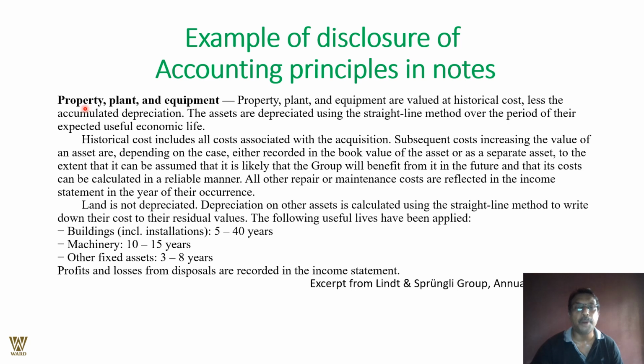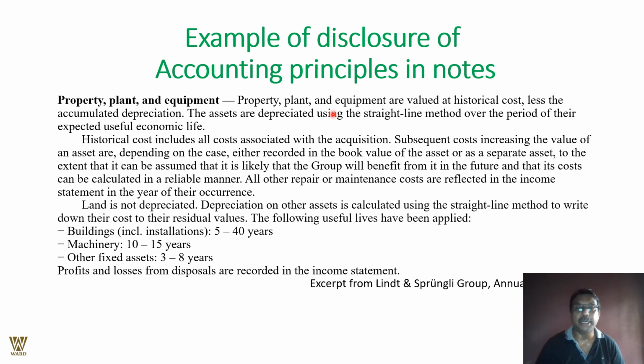Look at what we are talking about: property, plant, and equipment. Property, plant, and equipment are valued at historical cost, less the accumulated depreciation. The assets are depreciated using a straight line method over a period of their expected useful life, economic life, if I may say so. Historical cost includes all costs associated with the acquisition. Subsequent costs increasing the value of the assets are, depending on the case, either recorded in the book value of the asset or as a separate asset, to the extent that it is likely that the group will benefit from it in future due course of time.